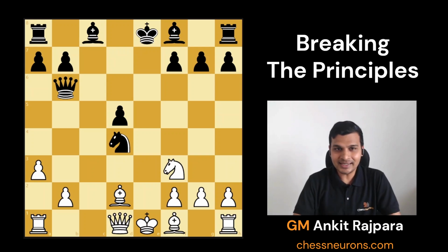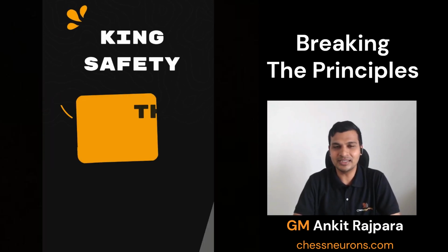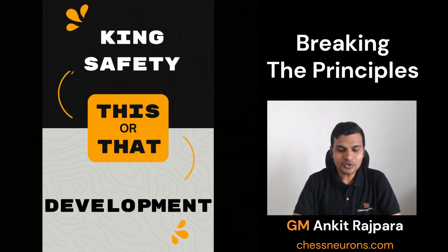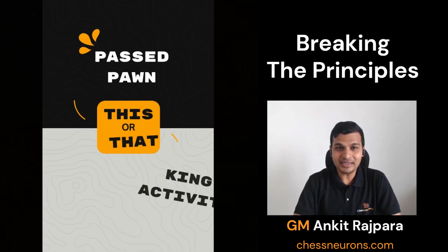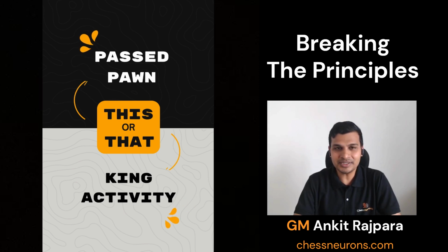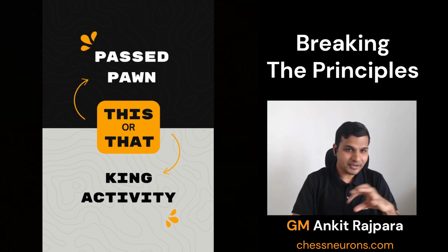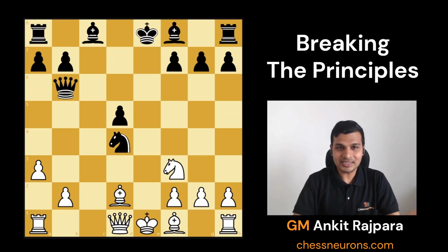What happens is that in a given position, at times, there can be more than one positional principle that you can follow. So, in such situations, how should we make a decision? Which positional principle should we follow? Because if we follow one of the principles, then the other one will be broken. So, which one should we give the priority?